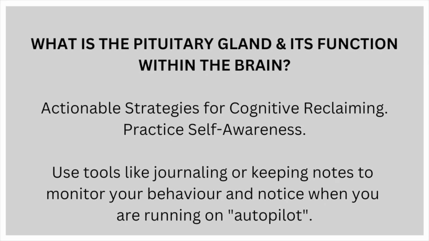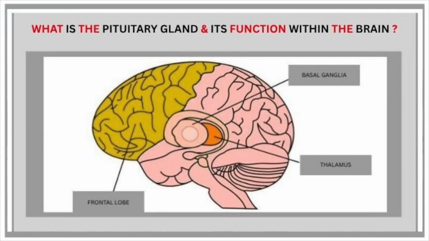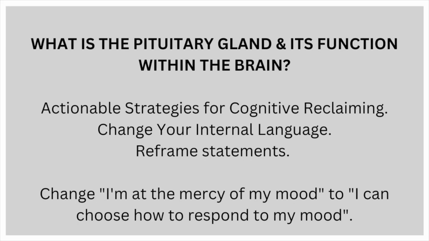Actionable strategies for cognitive reclaiming. You can start with practicing self-awareness. Use tools like journaling or keeping notes to monitor your behaviour and notice when you are running on autopilot. Also monitor personal power. Actively notice when you are giving away your power by saying, I have to, rather than I choose to. Change your internal language. Reframe statements. Change, I'm at the mercy of my mood, to, I can choose how to respond to my mood.